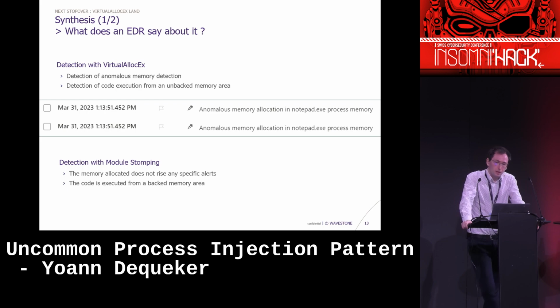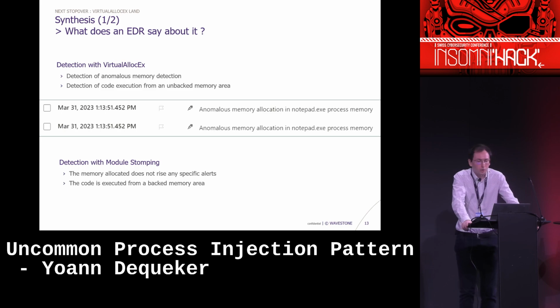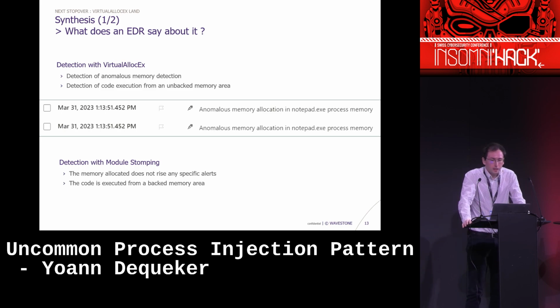With module stomping, we don't have this kind of detection because we are not allocating any memory in the remote process. It's the remote process itself, with a LoadLibrary, that is allocating its memory. And moreover, we have some backed memory area on the remote process we can use for our malware. So it's kind of interesting.